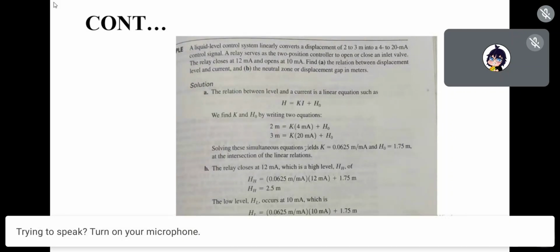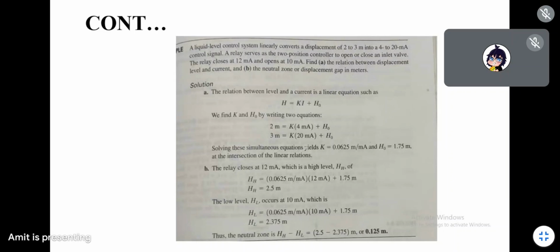So for the relationship, it is saying that it is a linear conversion. So first we have to find the linear equation. The linear equation is y equal to mx plus c, isn't it? Yes or no? I can say that it is linear in nature. So I am saying h, where c is the y-intercept. So I can say h equal to k into I, where k is some proportional constant. So h equal to kI plus h naught.